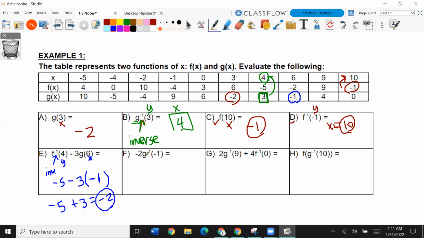All right, G inverse -1. So I'm going to go for the Y value at -1 for G, and that's going to give me 6. Let me get rid of all these here so we're not confusing all my little previous calculations. So for Y value of -1, my X value is going to be 6. And then I have -2 times that. So it's going to be -12.